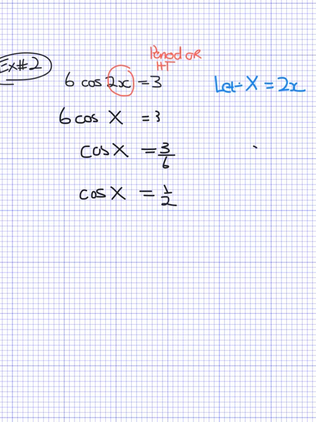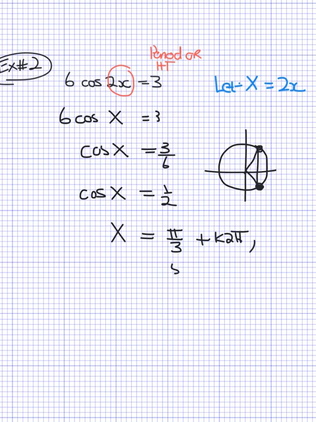Now then, if I draw my unit circle here, I'd sketch this out, but you can also just look at your unit circle. When does cos of x equal a half? Well, cos of x equals a half at pi on 3 and at 5 pi on 3. So therefore big X equals pi on 3 plus k2 pi and 5 pi on 3 plus k2 pi.